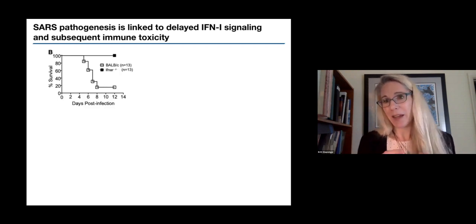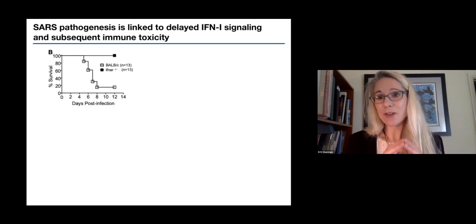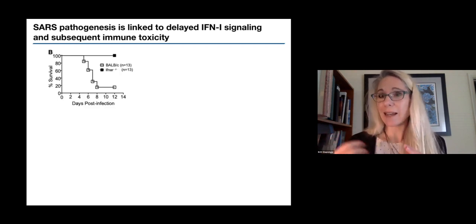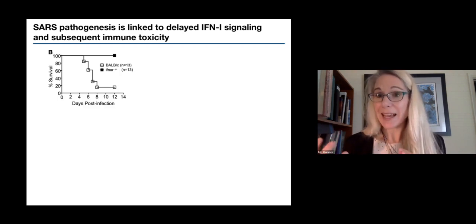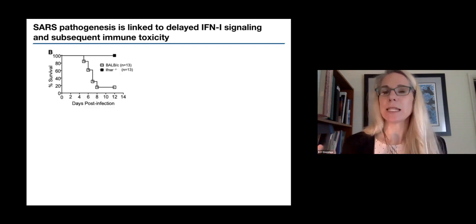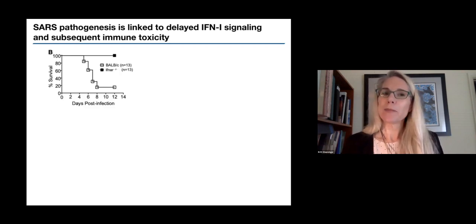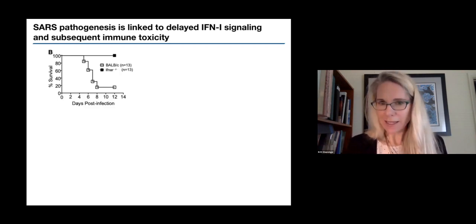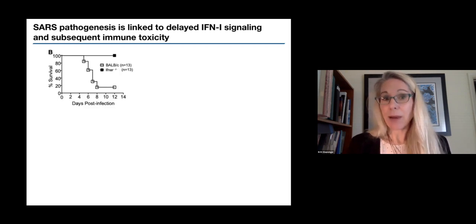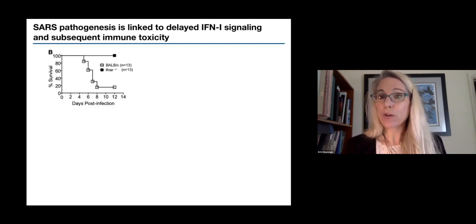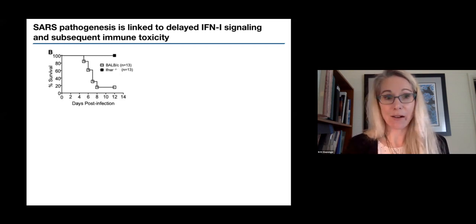So that in fact interferon is induced, but it's too late and maybe too exuberant, and that is actually causing severe disease. And that concept is demonstrated here. This is another mouse kill curve where you can compare infection of a wild type BALB/c mouse to those in which the interferon alpha receptor, which is important for interferon signaling, is knocked out.